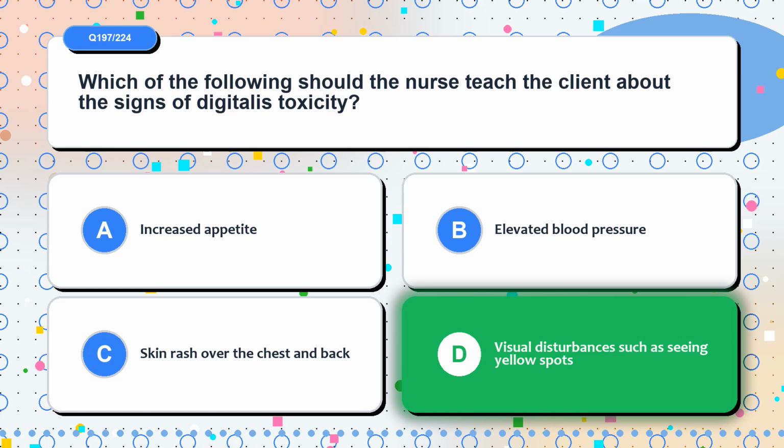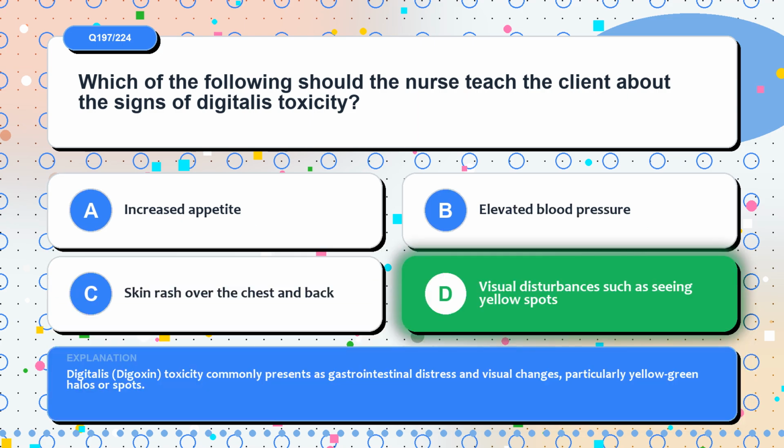The correct answer is option D. Visual disturbances such as seeing yellow spots. Digitalis, digoxin toxicity commonly presents as gastrointestinal distress and visual changes, particularly yellow-green halos or spots.